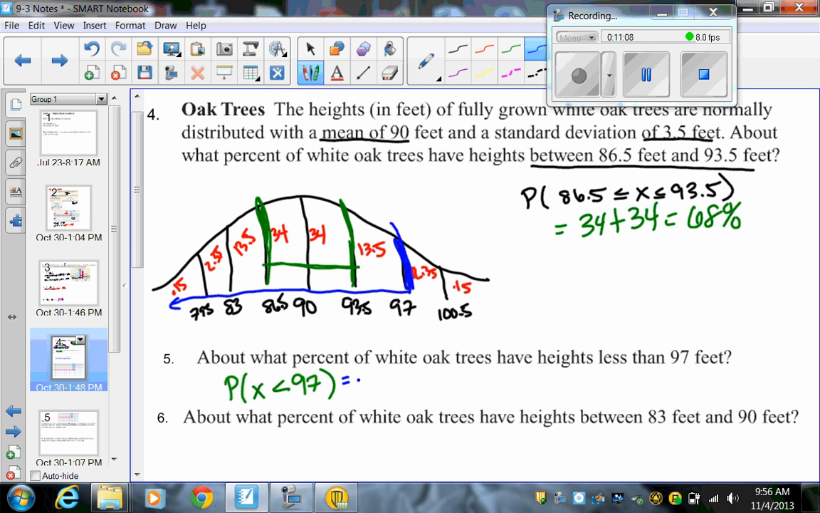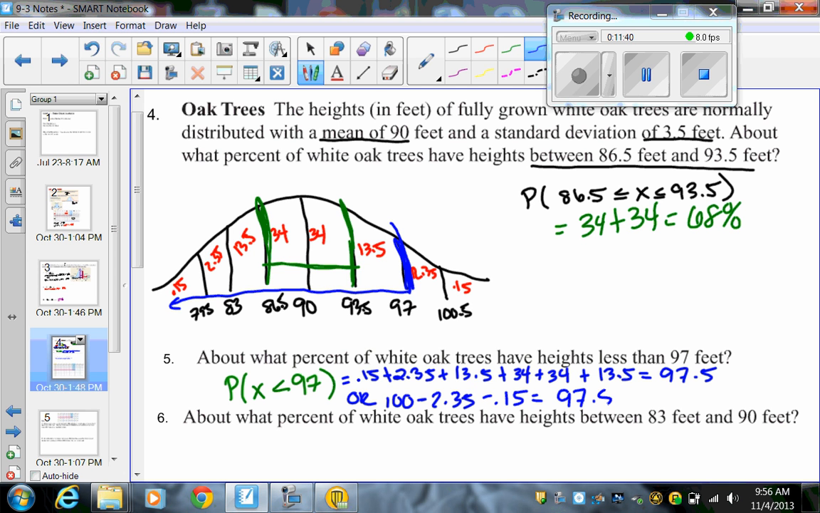So I can do 0.15 plus 2.35 plus 13.5 plus 34 plus 34 plus 13.5 and add all those up and I will get 97.5. Or I could just do 100 minus the two pieces that are not included, which would be 2.35 and 0.15, which would also give me the 97.5.